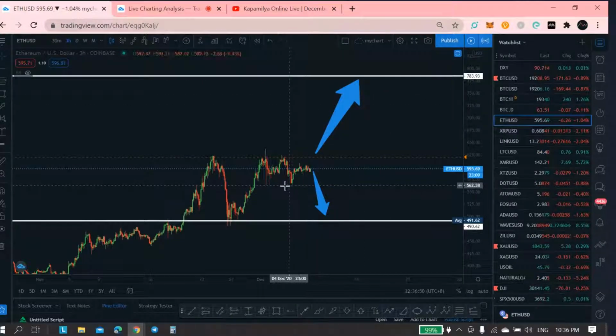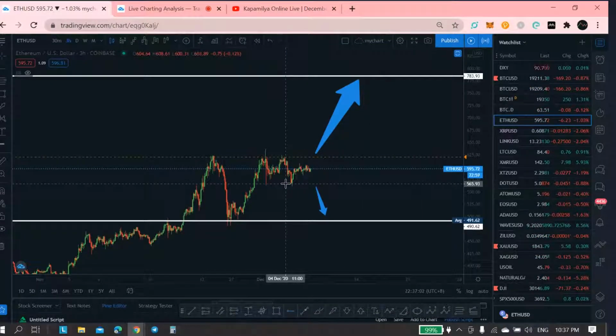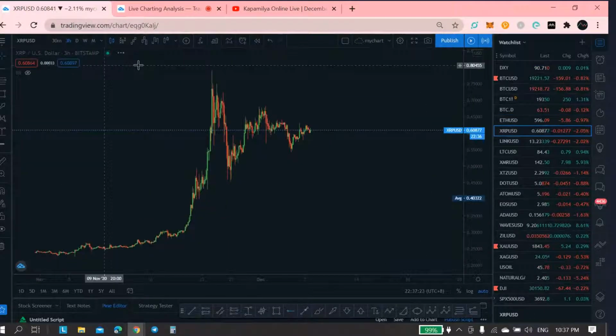If it fails to hold at this support around 565, possibly it will retest this one, the 490. So let's see how it goes for Ethereum. Actually, I still have an existing long position here. My TP area is still the same, the 700 and 800 levels. I think the last one is XRP.